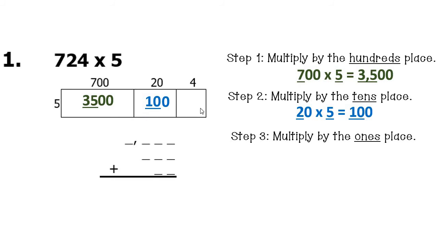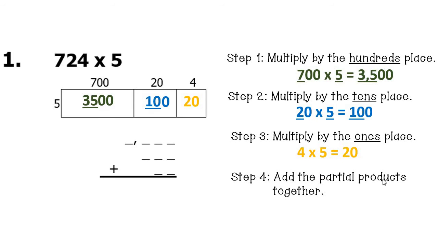The third step then is going to be to multiply by the ones place. So we're just going to do 4 times 5, and that would give me 20. 4 times 5 is 20. And then, of course, our fourth step will be to add all these partial products together.